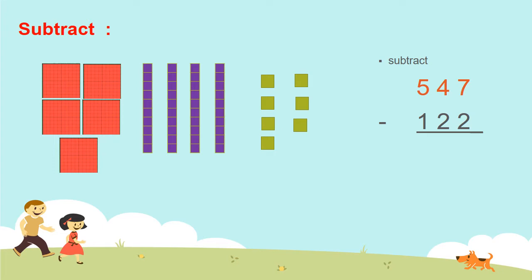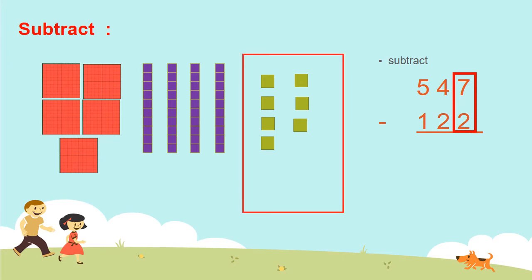Now from where do we start? We start from our ones. So we're going to start by subtracting. We're going to take 2 from the 7. With our ones, we're going to take away 2. We're going to remove these 2. How many do I have left? Count them. 1, 2, 3, 4, 5. 5 left.